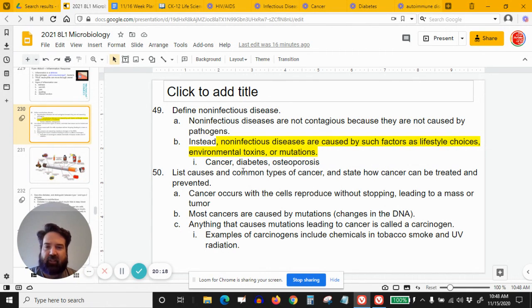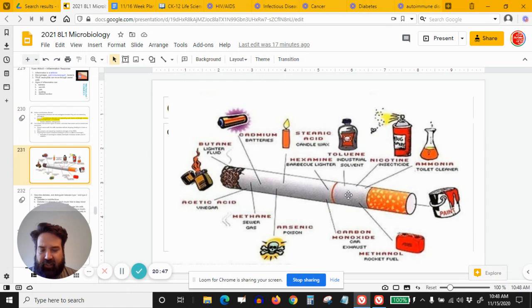Non-infectious diseases. Again, we talked about these are caused by such factors as lifestyle choices, environmental toxins, or mutations. So make sure you get that highlighted a bit down. Common causes and common types of cancer. Again, caused by mutations, caused by carcinogens like cigarette smoke, radiation, chemicals, some pathogens. This is a cigarette and some of the things that are in cigarette smoke.